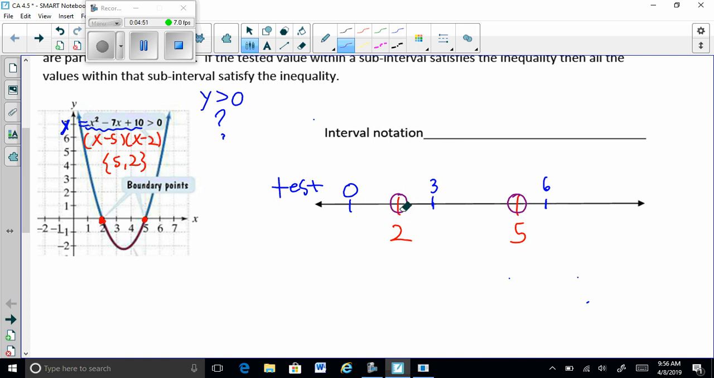Sometimes those will actually be included. It depends on the inequality sign that we're using at the time. So anyways, we'll see plenty of examples where they are included later.